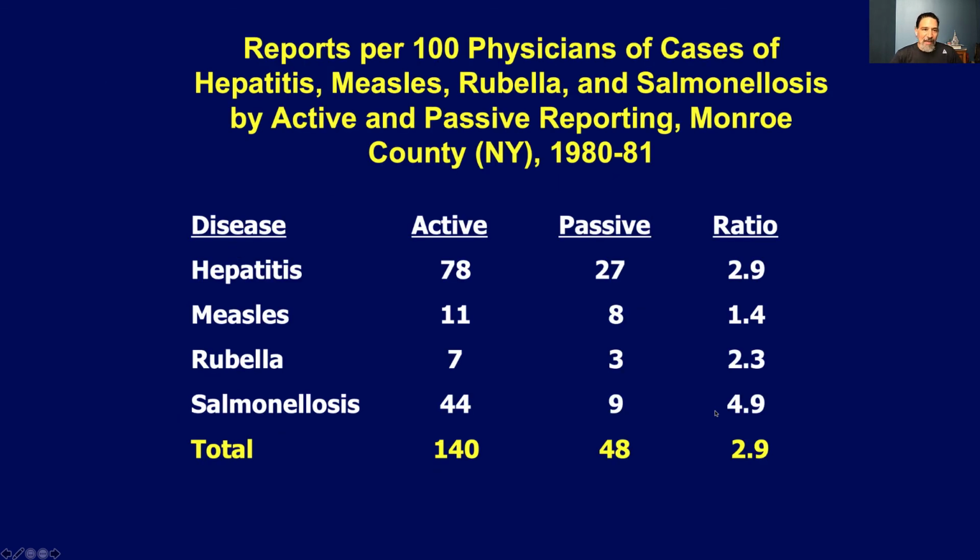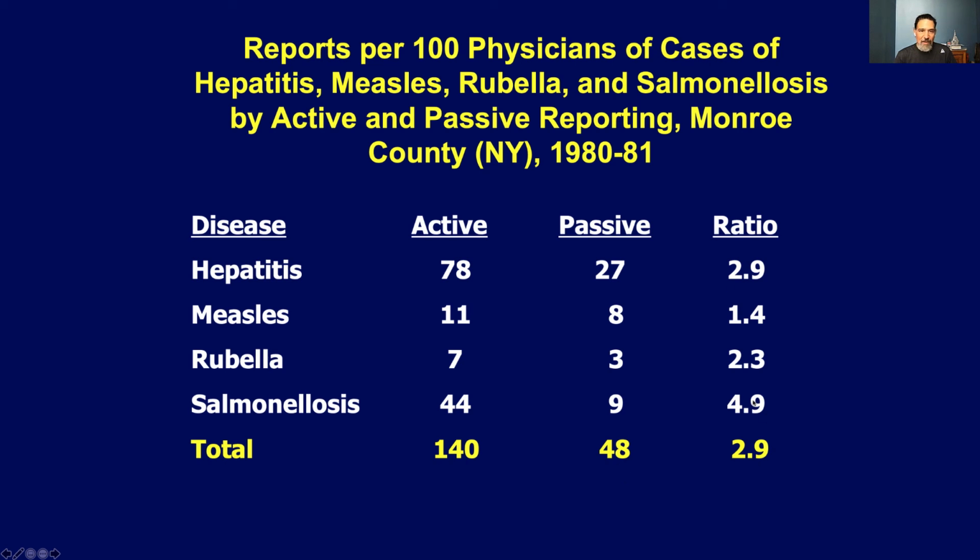So as you might expect, the case finding that you get is much more complete in active surveillance compared to passive surveillance. This was an old example, but it makes the point, where they compared an active approach to a passive approach to surveillance for 4 different infectious diseases here. In the active surveillance mode, they were detecting 140 cases of each of these different infections, whereas with passive surveillance, only 48 cases were detected.